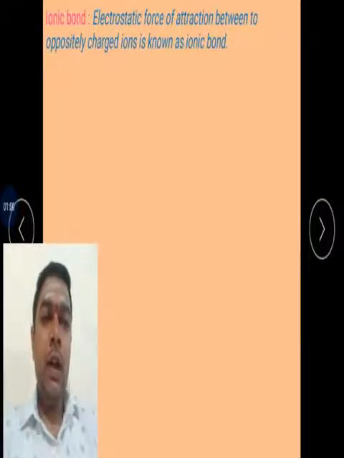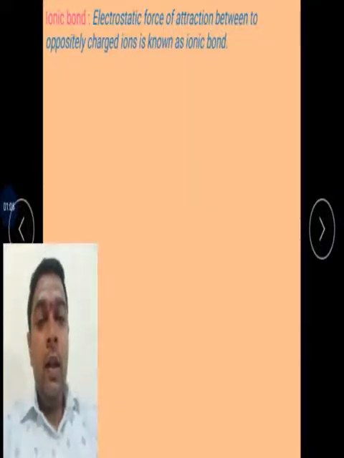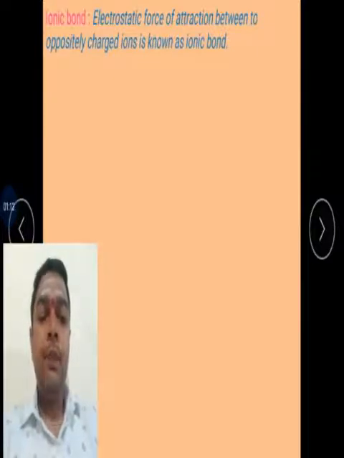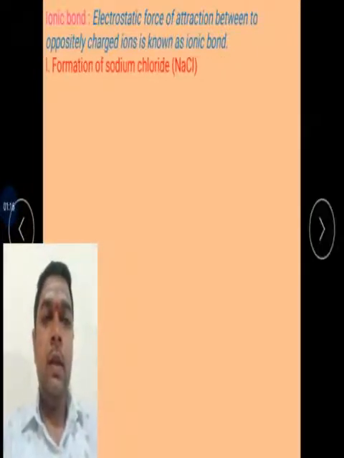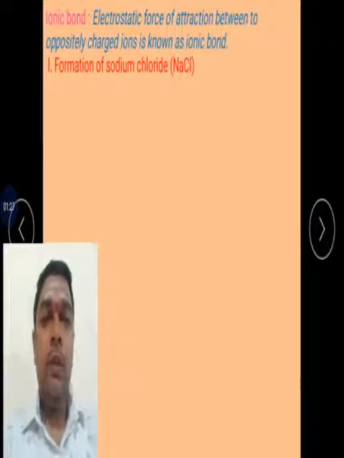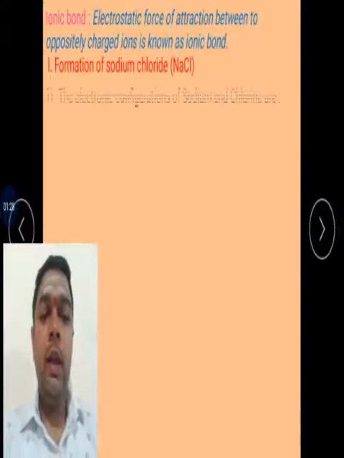The next part is the ionic bond. The electrostatic force of attraction between oppositely charged ions is known as the ionic bond. Examples of ionic compounds are KCl, NaCl, CaCl2, and MgCl2. At this point we can explain the formation of sodium chloride, that is NaCl.